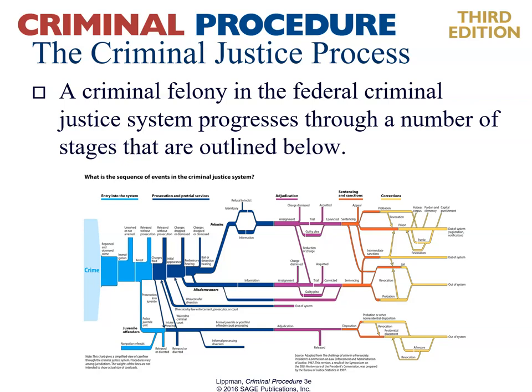Now, this is where things get a little bit tangly, and I'm not sure if that's a word, but okay. When you look at the criminal justice process, and that's where we're going to get into things now, it seems simple, but if you look at the diagram that I put in there, it's not always that simple. So what you have in front of you is a schematic, if you will, that walks you through the sequence of events in the criminal justice system. A criminal felony in the federal criminal justice system progresses through a number of stages that are outlined below.